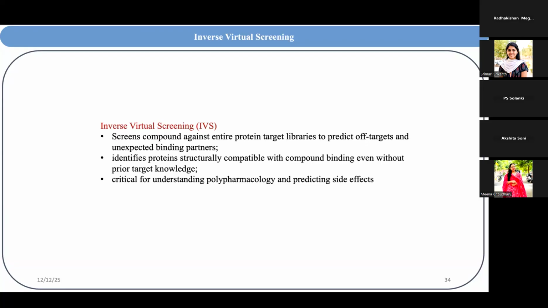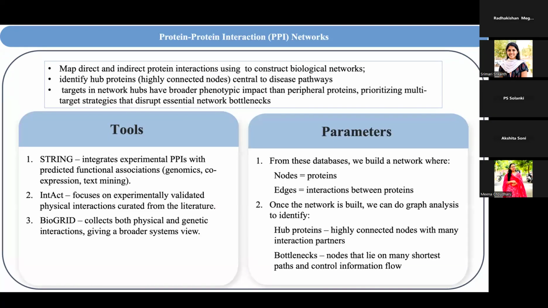So off targets are the unintended binding partners. That may cause side effects or toxicity. This can be useful if we want to develop any polypharmacology, or to predict the off targets. So then, protein-protein interaction network.